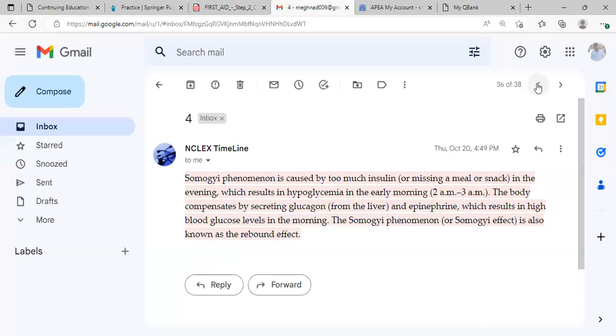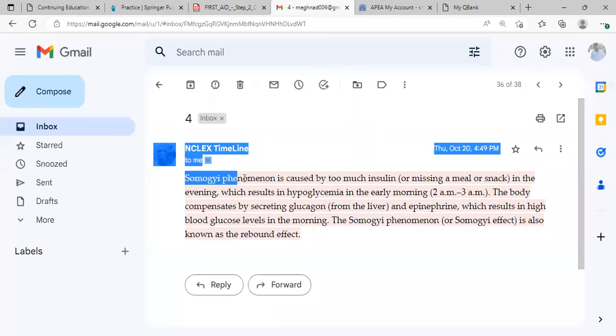Wonderful. What next? Next is something called the Somogyi phenomenon. What is that? The Somogyi phenomenon is caused by too much insulin in the evening, which results in hypoglycemia in the early morning, usually 2 a.m. to 3 a.m. We call it midnight, but it is early morning, right, my friend?